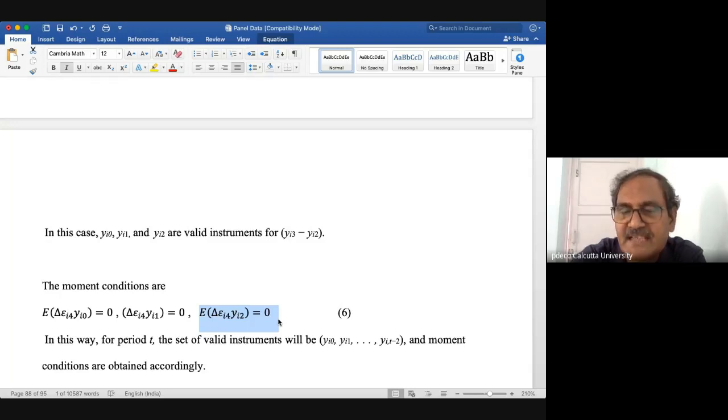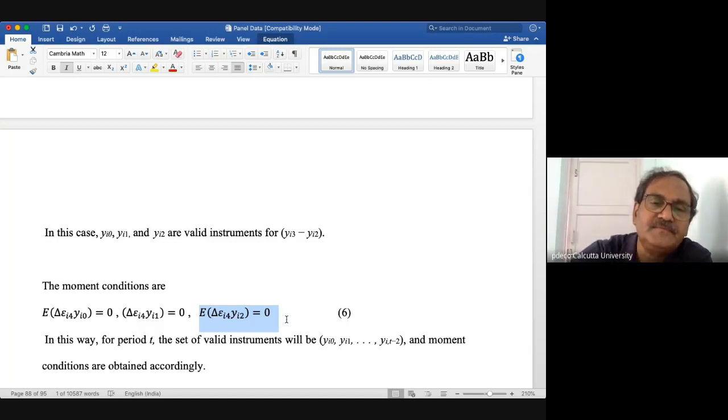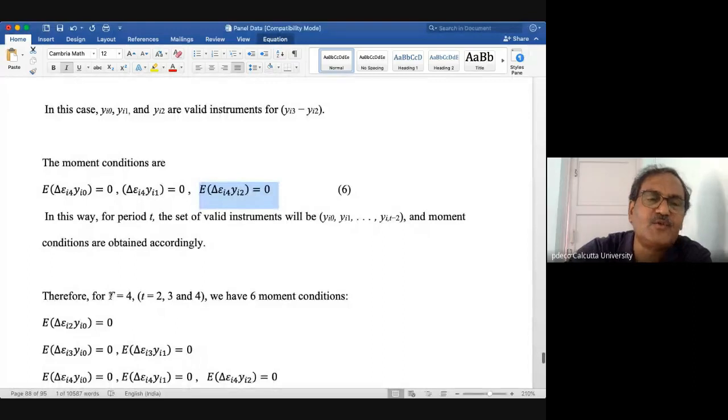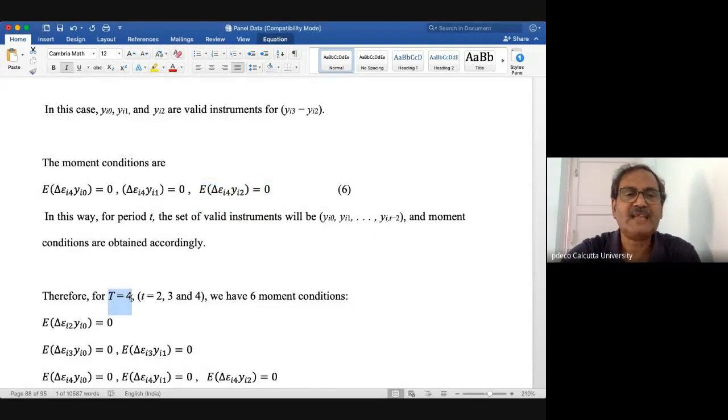But in Anderson and Hsiao, we have taken only one moment condition. So this is the difference. If we consider all possible moments in estimating the model, we have the generalized method of moments. Let us restrict t is equal to 4 to understand the method properly. If capital T is equal to 4, total time span 4, then small t is equal to either 2 or 3 or 4.